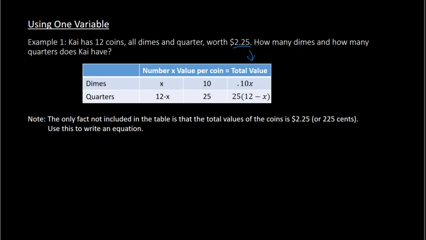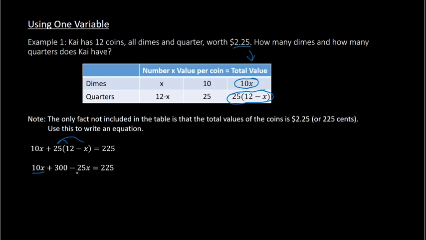So I can use that to write the equation. I know that the value of the dimes plus the value of the quarters would add together to give me $2.25 total, or 225 cents. So this is my equation: 10x plus 25 times 12 minus x equals 225. And from here I then proceed to solve by distributing. 25 times 12 is 300. 25 times negative x is negative 25x.